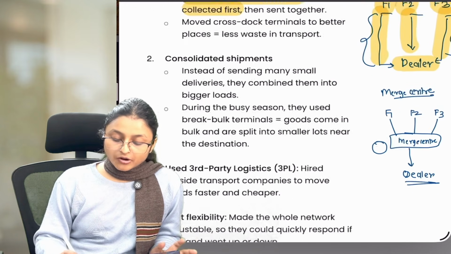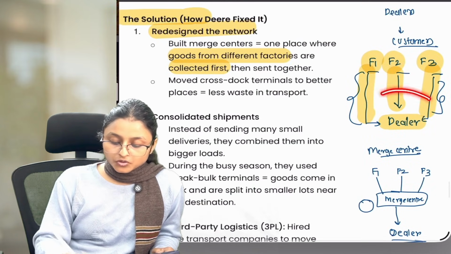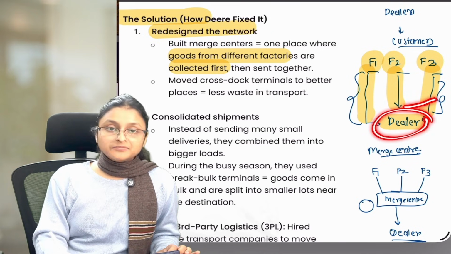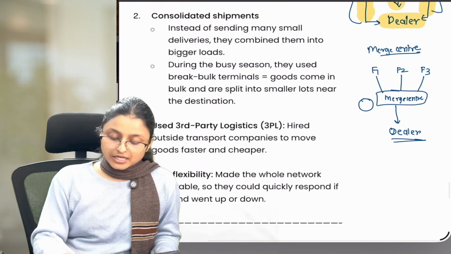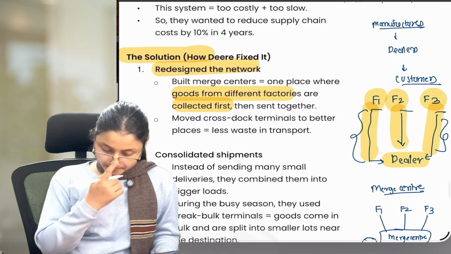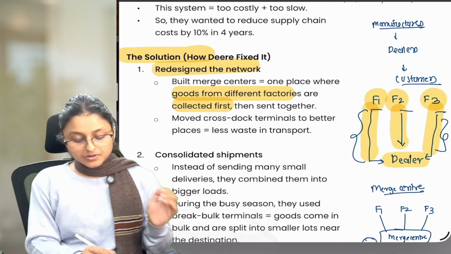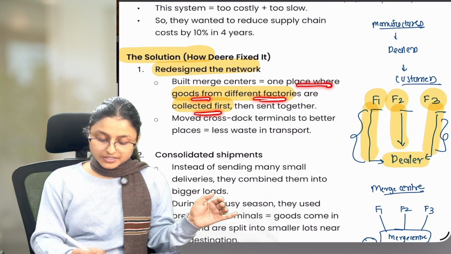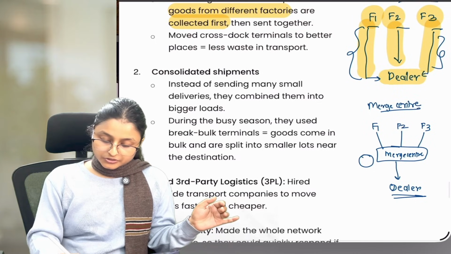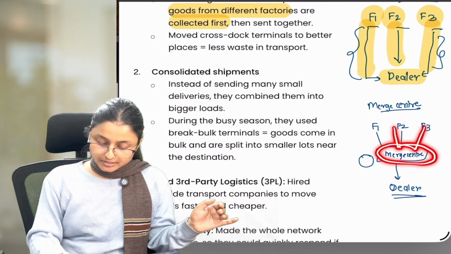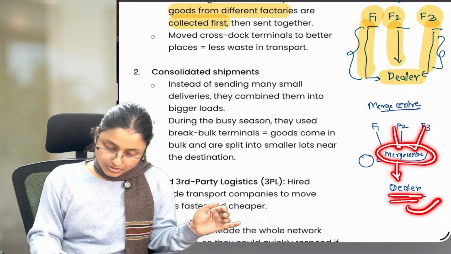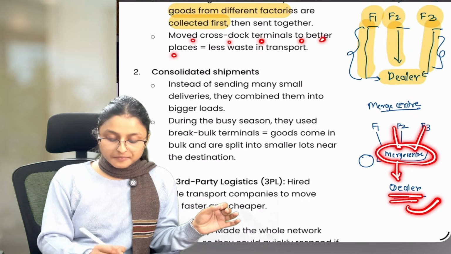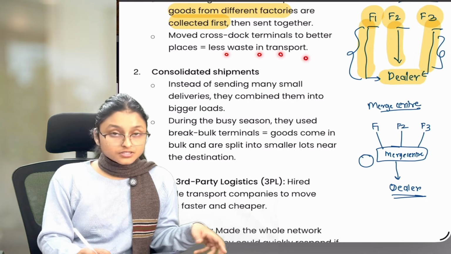So what happens through it? You are saving a lot of transportation cost for going through the same route by different trucks to supply the same dealer. You are saving that cost with the help of these merge centers. Let's see what is written here. Build merge centers. One place where goods from different factories are collected first and then sent together. So different factories' product will be collected here and then sent together to the dealer. Moved cross dock terminals to better places is equal to less waste in transport.